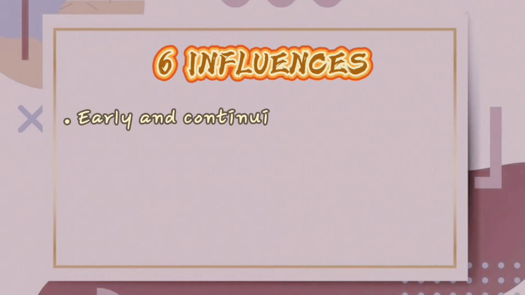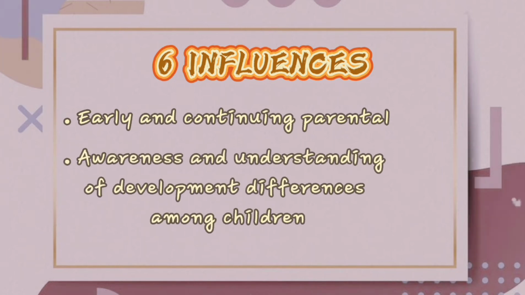Fifth influence is early and continuing parental involvement. A parenting style known as sensitive parenting can better help the growth of children's cognitive and social skills required for later success in school. Responsiveness is an aspect of proactive parenting, identified as playing an important role in providing a solid base for optimal development for children.